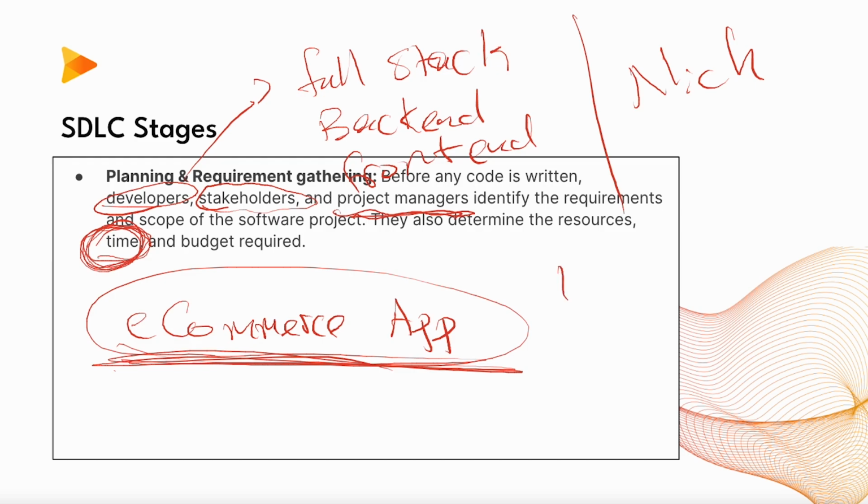Is it going to take 1 month? Is it going to take 2? Is it going to take 3? Is it going to take 6 months? Is it going to take 9 months, right? So that has to be clearly defined during the planning and requirement gathering phase.